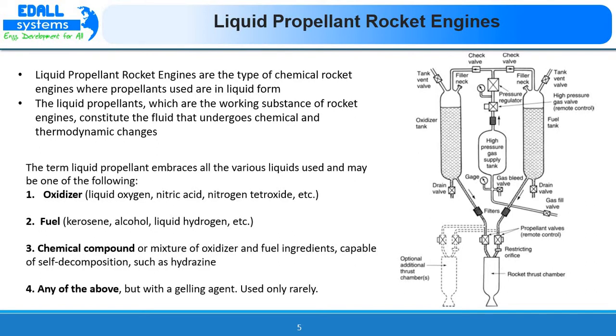Now we can see that the term liquid propellant embraces all the various liquids used, and may be one of the following. The liquid propellant used in liquid propellant rocket engines may be an oxidizer like liquid oxygen, nitric acid, nitrogen tetroxide, etc. Or it may be a fuel, that is kerosene, alcohol, liquid hydrogen, etc. Or it may be a chemical compound or mixture of oxidizer and fuel ingredients which are capable of self-decomposition, such as hydrazine, or it may be any of the above but with a gelling agent.